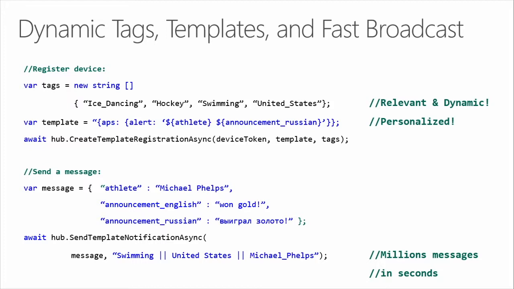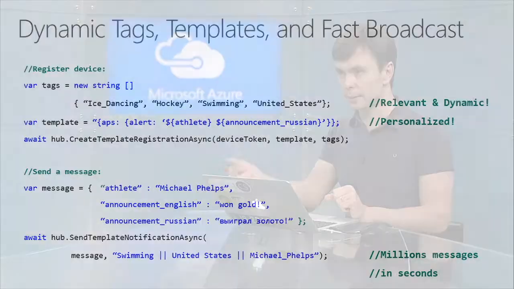Notification hubs allows you, therefore, to send relevant content to dynamic segments of audience, highly personalized content reflecting user preferences in real time, and send those notifications at a rate of millions of messages per second so that your events, updates get to the users when they expect them to at a relevant time.